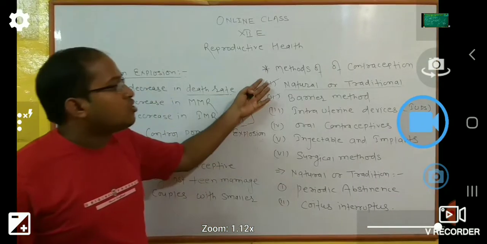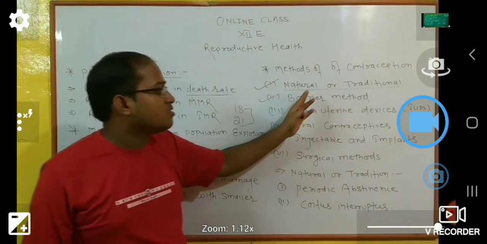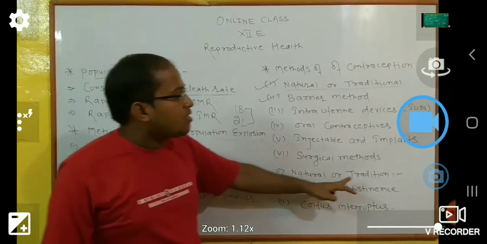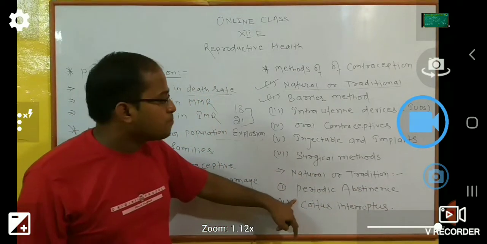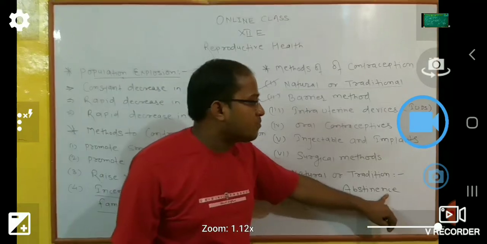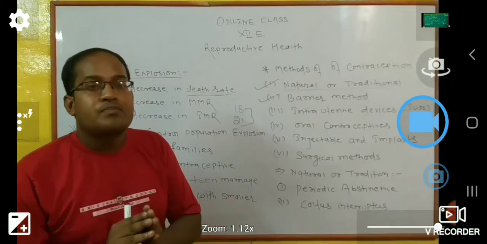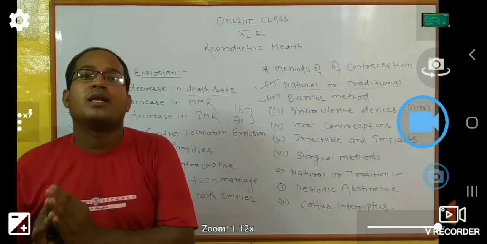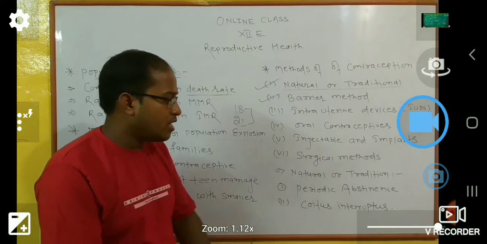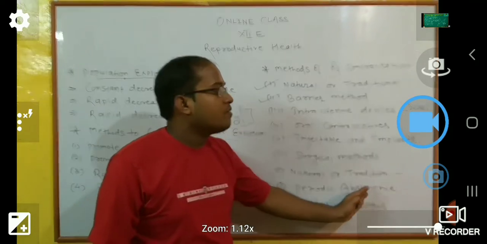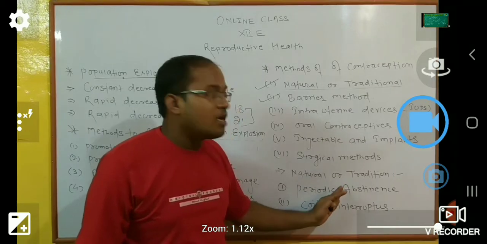Suppose natural and traditional, we will discuss only the first part of that principle. So natural or traditional is generally based on 2 principles, and the principle is periodic abstinence, which means stopping the fusion of male and female sperm. If male and female sperm do not meet, it means fusion and fertilization do not take place.